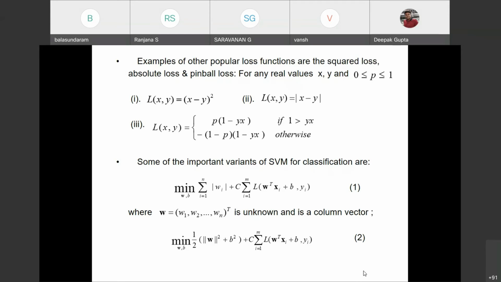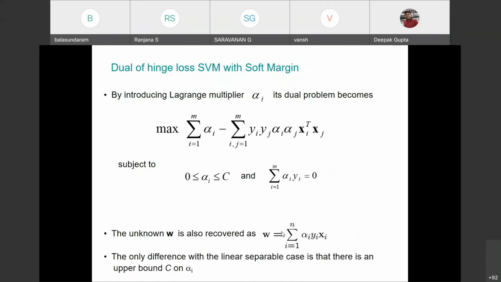So you can see that there are other variants. Instead of norm of w squared, these are all ways of computing the distance. Some people use as the regularization term, instead of the square of norm of w, which is basically a summation, the summation of norm of w i. That is possible. Some people take, like in equation 2, half of norm of w squared plus b squared. That is also possible.